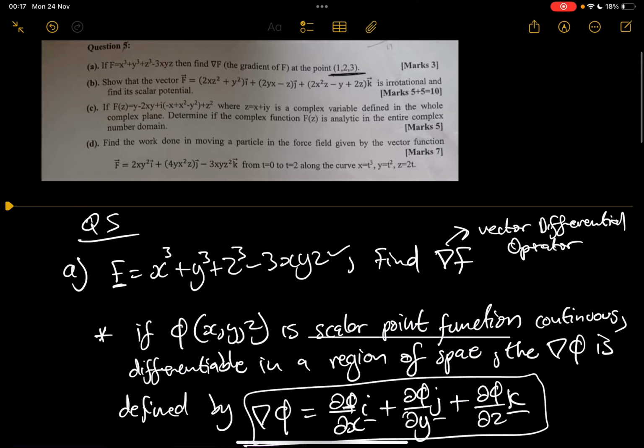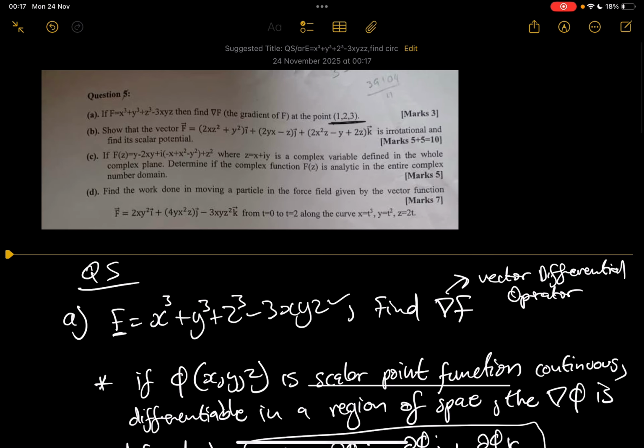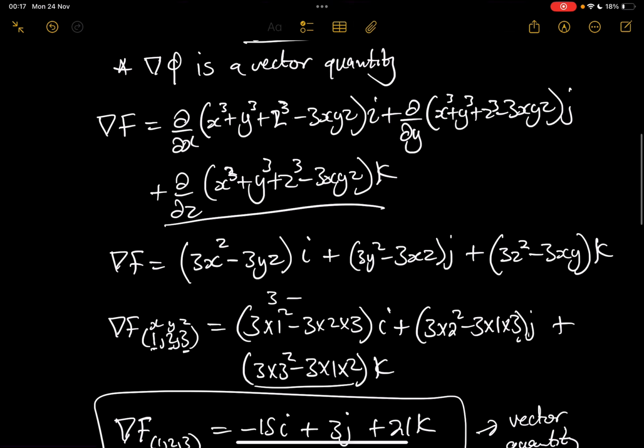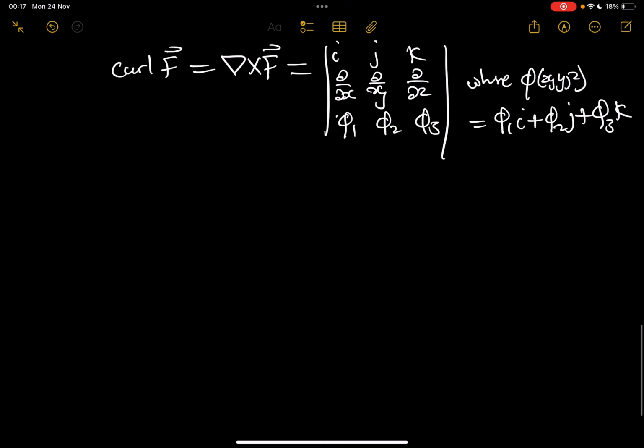So let's come back to this question. Show that the vector is irrotational. What do you mean when a vector is irrotational? Let me explain an irrotational vector.